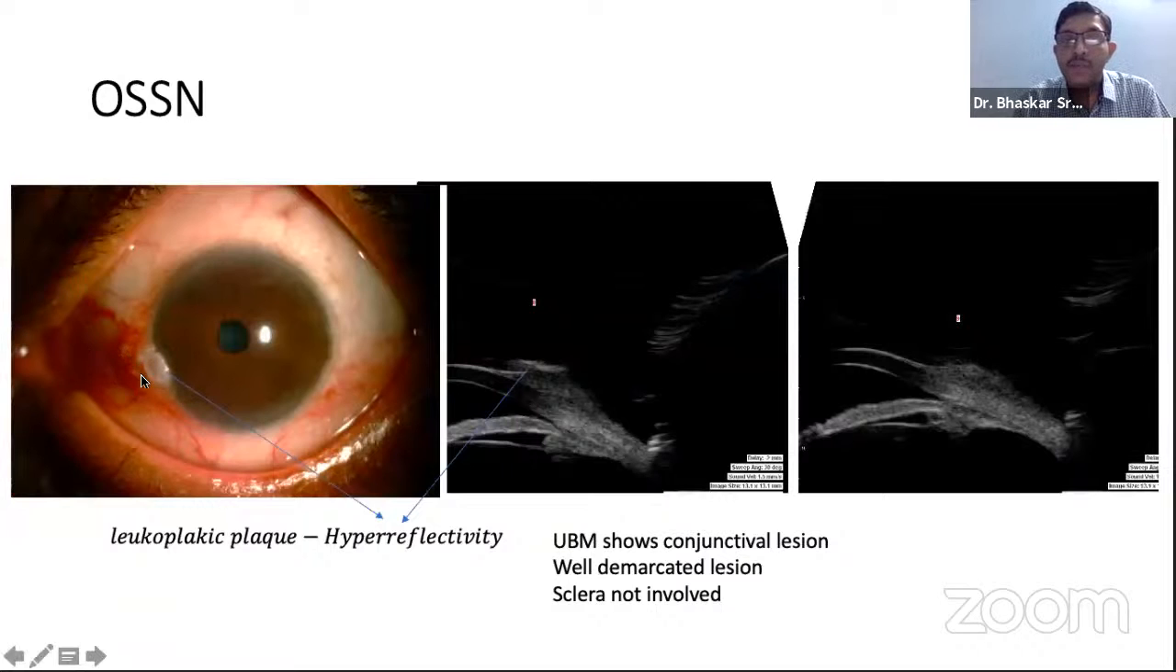This is another lesion where it's a much smaller lesion. It's a keratin plaque which is sitting on the limbus. And here, if you look at the UBM picture, the plaque is seen as a hyperreflective shadow. And you can make out that the underlying sclera is not involved.